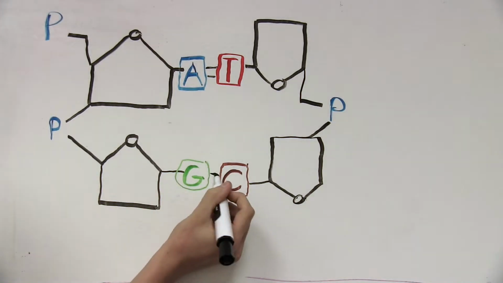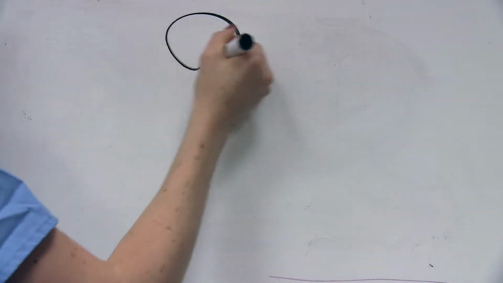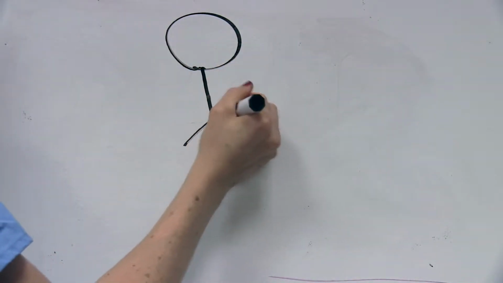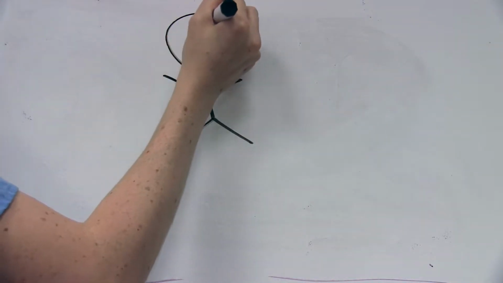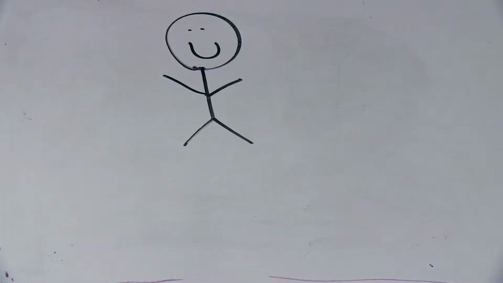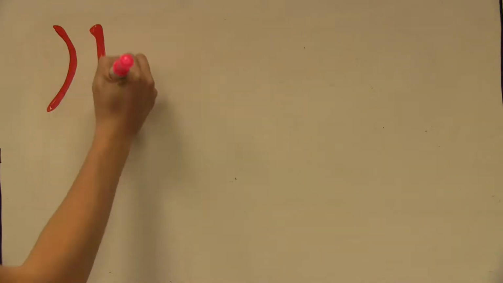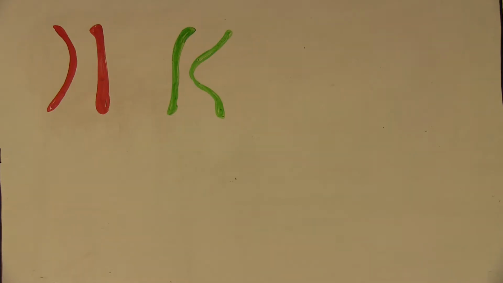A specific sequence of these four bases makes up a gene. Genes carry the information that determines our traits. They tell us something about who you are and what you look like. Genes can vary in size from a few hundred DNA bases to over a million DNA bases.